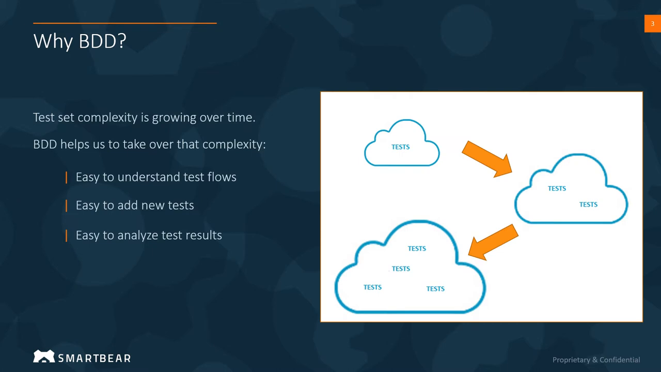So why did we choose the BDD approach? The main reason was complexity. Test complexity is growing all the time. From the very beginning, you have a very small test set, and while you add new functionality to your application, your test set is also growing. And at some point, you will have a huge test set which is hard to analyze, to improve, and to maintain. And exactly at that moment, we decided to start using BDD.